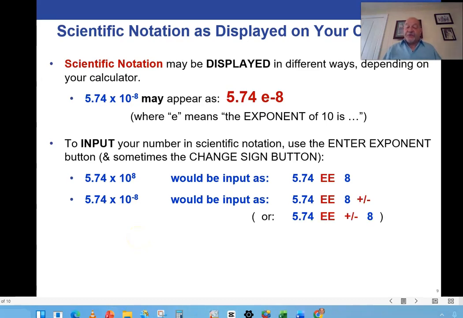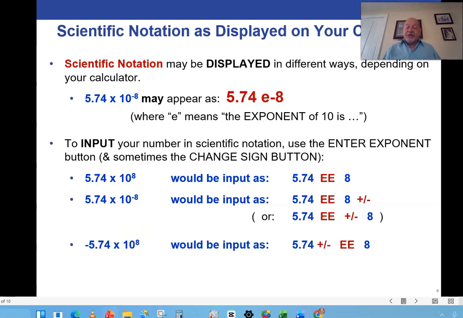Next, let's do 5.74 times 10 to the minus 8, or to the negative 8. That would be input as 5.74, EE, which tells the calculator it's times 10 to the, and then you'd hit 8 and then the change sign button, or on some calculators, the change sign button and then the 8. Check with your calculator. The easiest way to check is to type each one of these, hit the equal sign, and then see how it's displayed on the calculator.